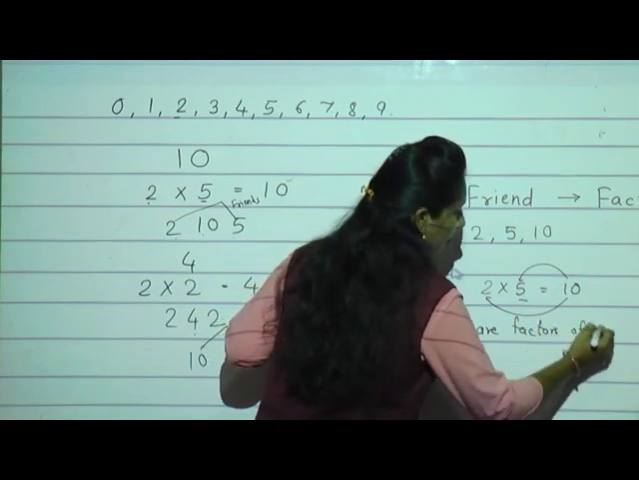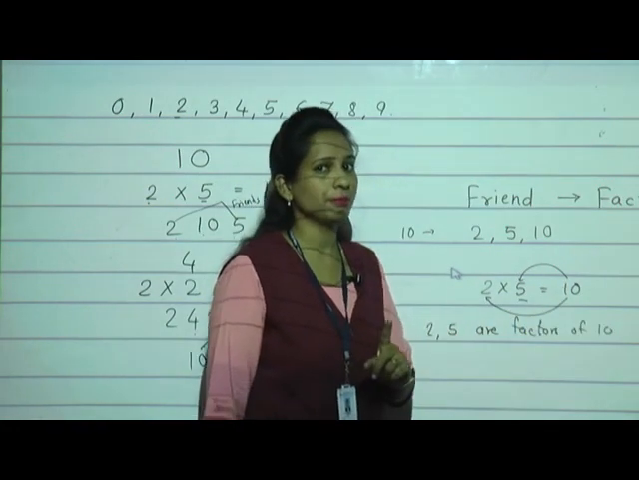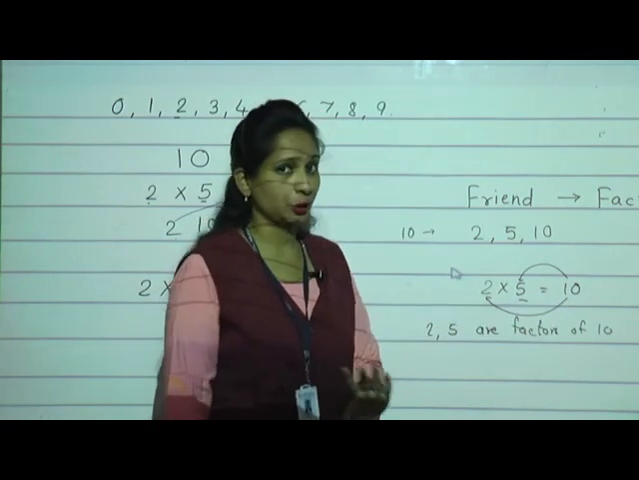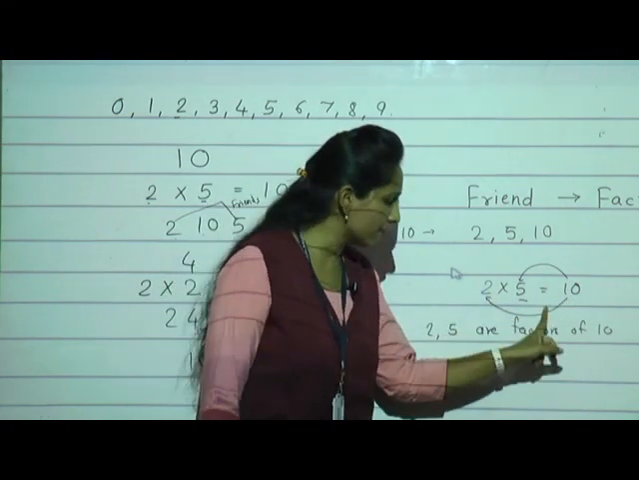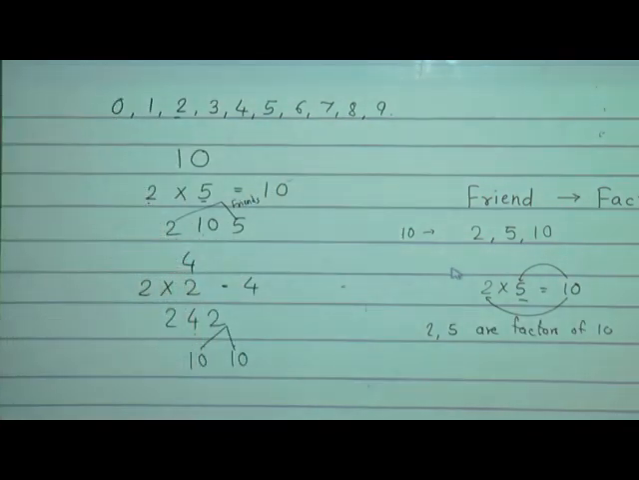But you cannot say 10 is a factor of 2 and 5. Remember this thing. You should not say that 10 is a factor of 2 and 5. You should say 2 and 5 are factors of 10. Are you getting it? Clear till here? So we never say that 10 is a factor of 2 and 5. We should say that 2 and 5 are factors of 10. Understood? Clear till here? Yes. Now we will see in Canopy.